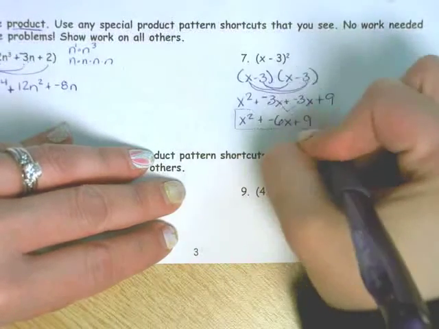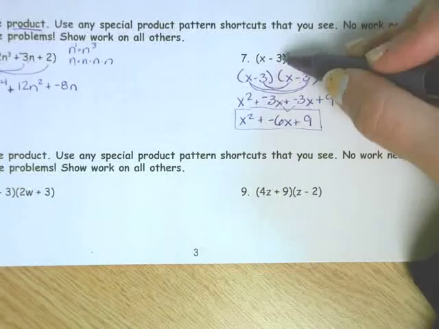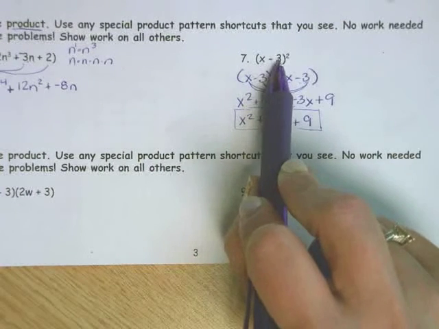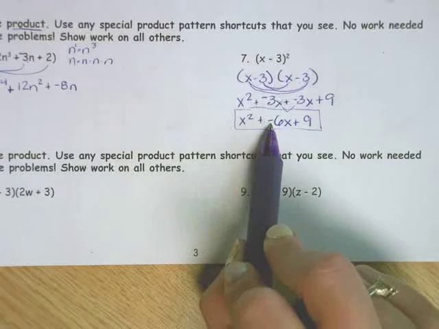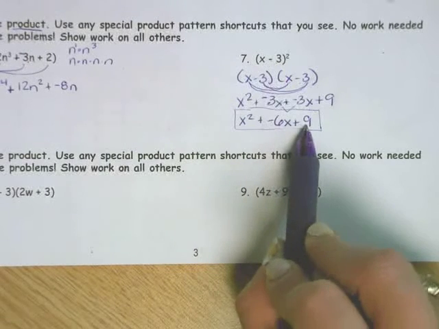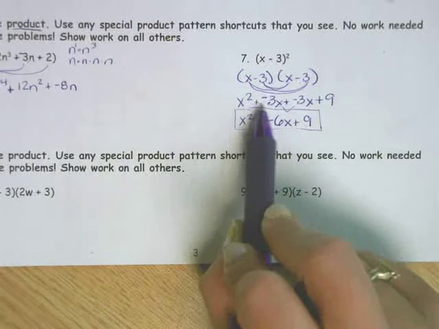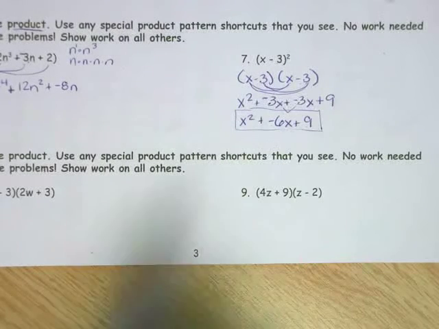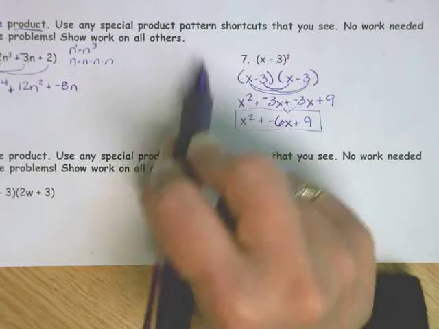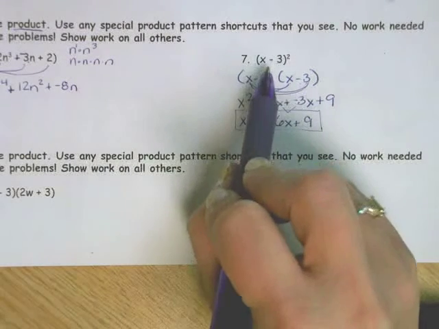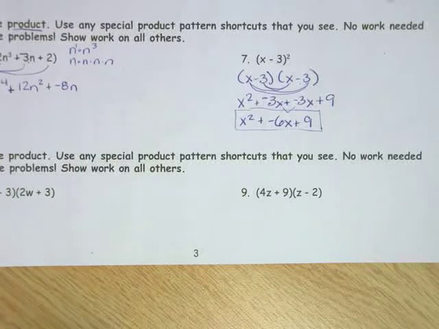If you do enough of these, you start to see shortcuts for this one that you can just double this number here, and that's what goes with the x, and you can square this number here, and that's what goes at the end, because isn't that what we're doing? We have two of these, negative 3x's, and we're doing negative 3 times negative 3 to get the 9. So that would be like this pattern shortcut that you could see when you're multiplying two of the same binomial together, when you're squaring the same binomial.